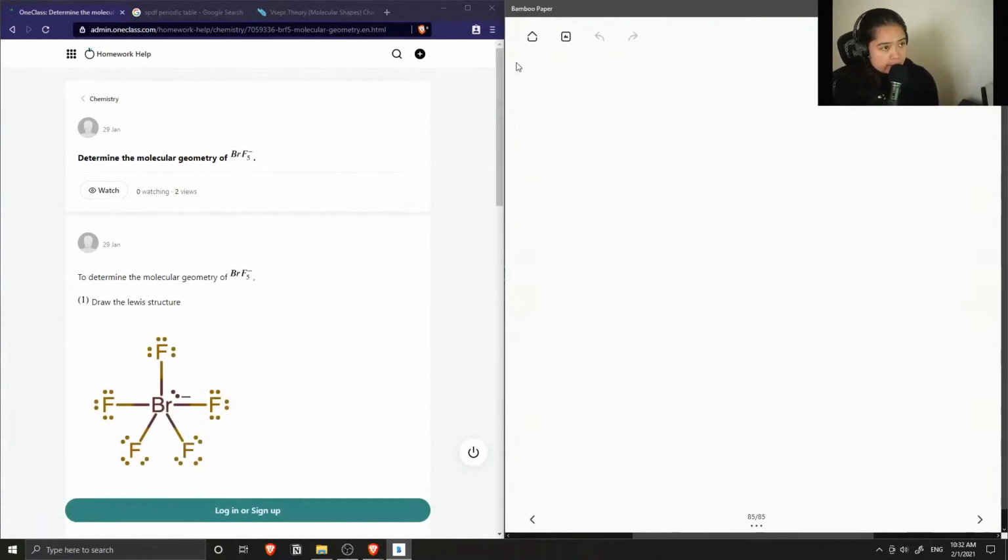Okay, so question number 6. Determine the molecular geometry of bromine pentafluoride. Okay, so we would first need to calculate the total number of valence electrons for this molecule.